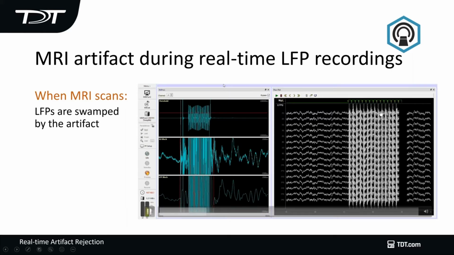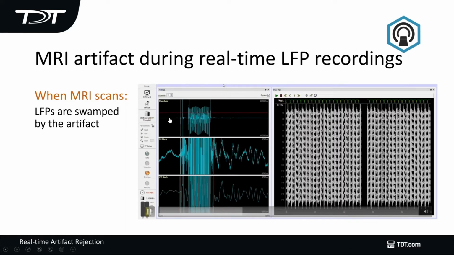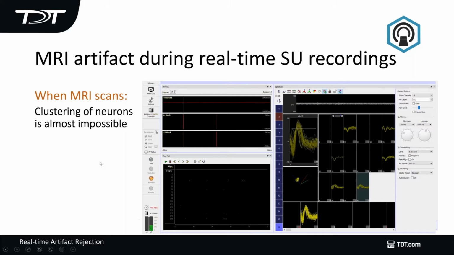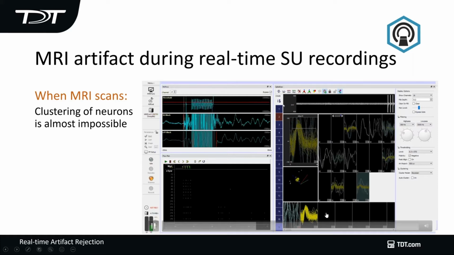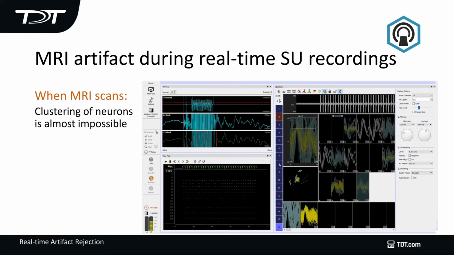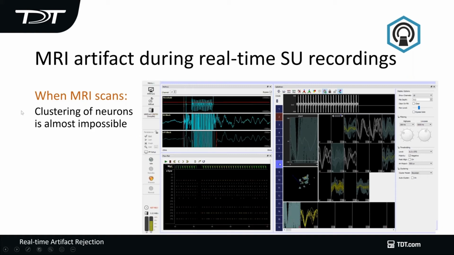You can see that you cannot really tell any of your local field potential signals while the artifact is on. Similarly, if you're doing spike sorting, you're not going to be able to detect spiking activity during your recording session. And so here comes my artifact, and you can start to see that the signal characteristics become significantly distorted, and it makes it unable to do any analysis of your signal.